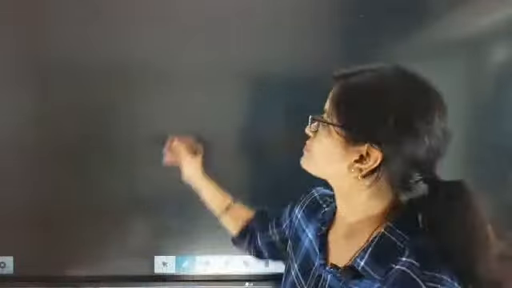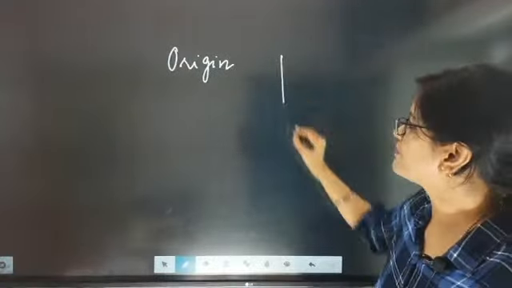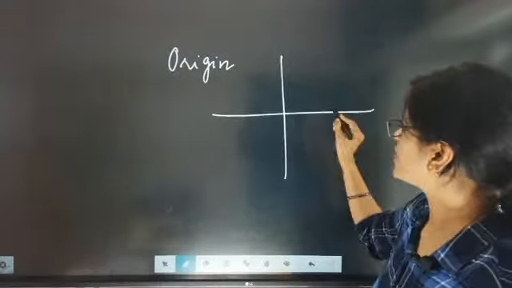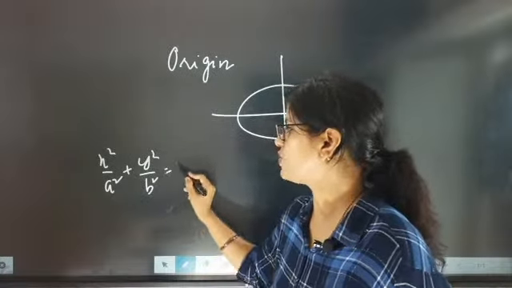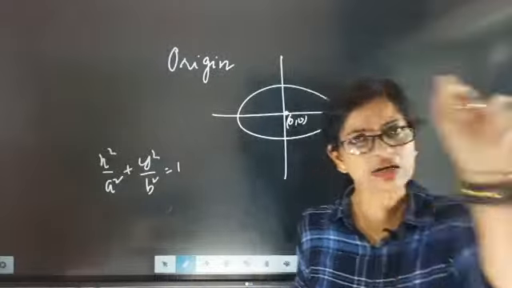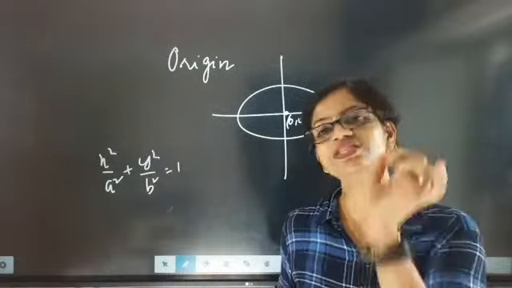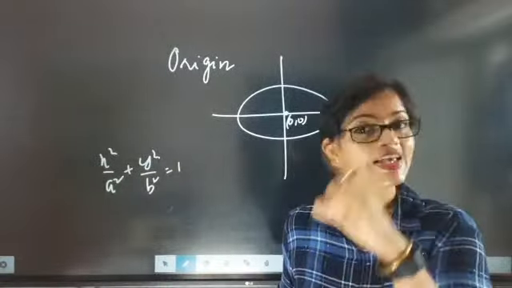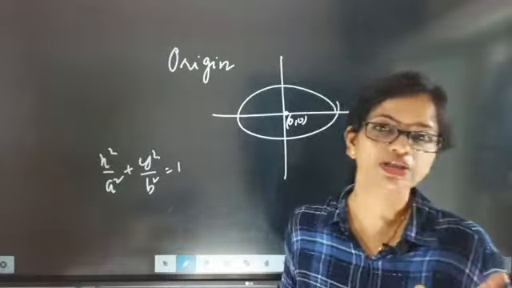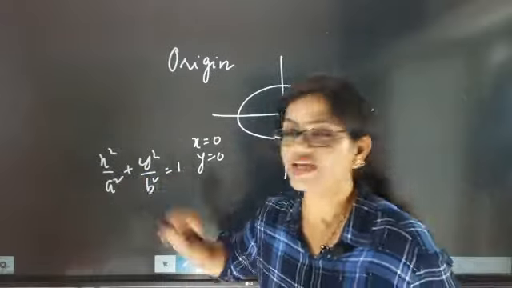Okay, so now we are going to talk about the next point, and that is origin. The next important point about the origin of the ellipse: the equation of the ellipse is x square by a square plus y square by b square equal to 1. Now what is the center value? Center value is 0, 0. If the curve of the ellipse touches or passes through the origin, that means the origin is a point on the ellipse. So let's check whether the origin is a point on the ellipse or not. The origin value is x equal to 0, y equal to 0.